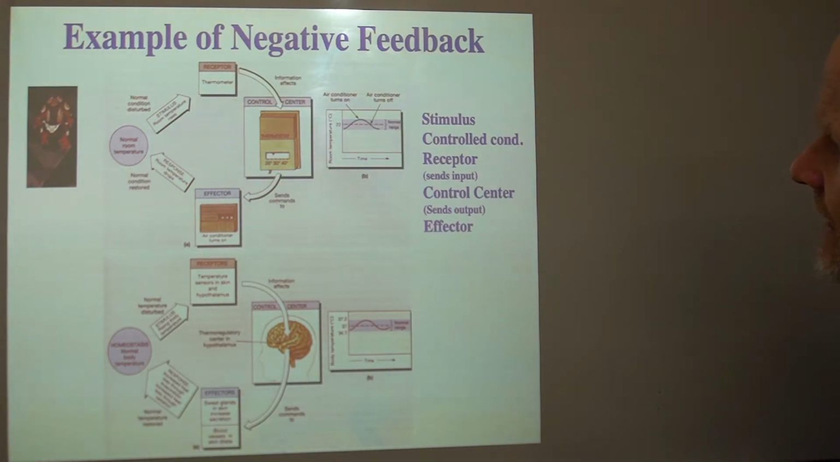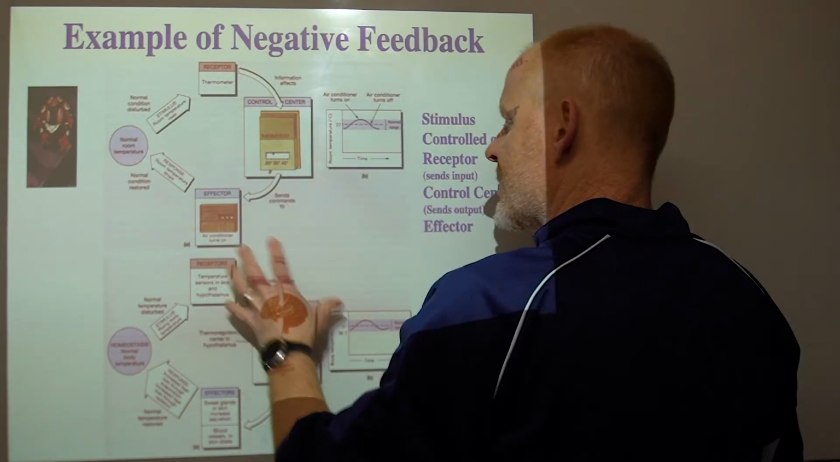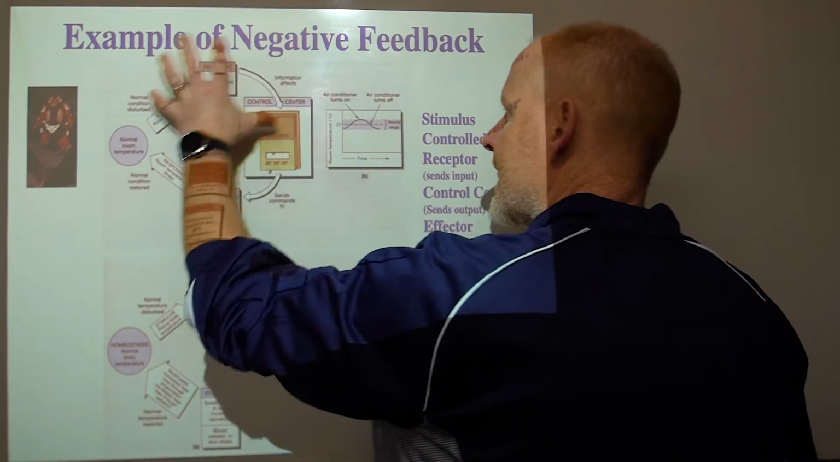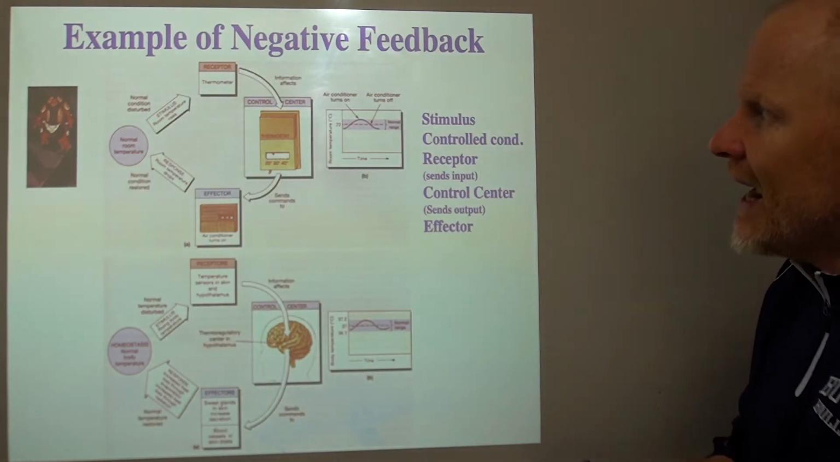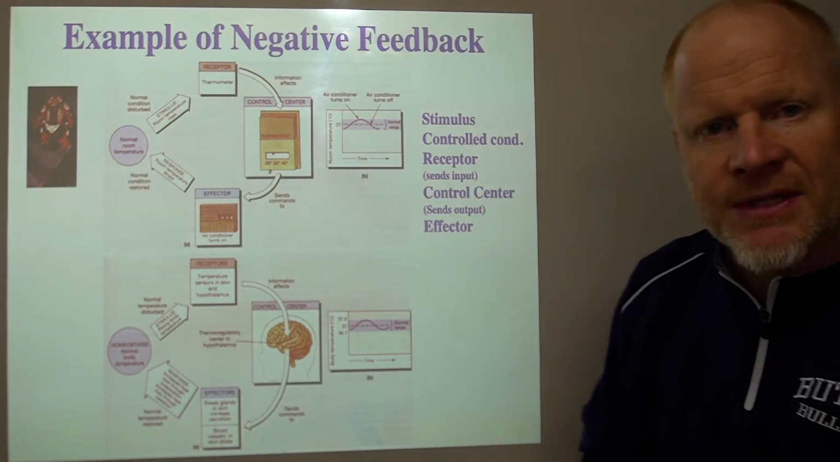All right, so this is an image from an old textbook, and I like it because it's got kind of an analogy here. Here is what happens in the body, and here's the analogy that we can use. We have negative feedback systems set up in all of our homes and buildings. This is what a thermostat is.